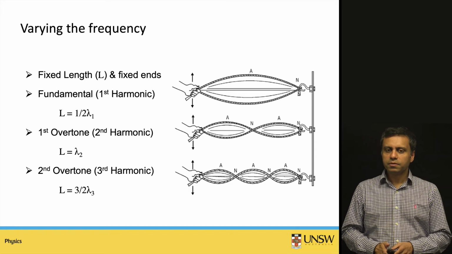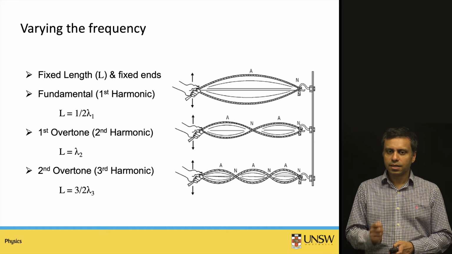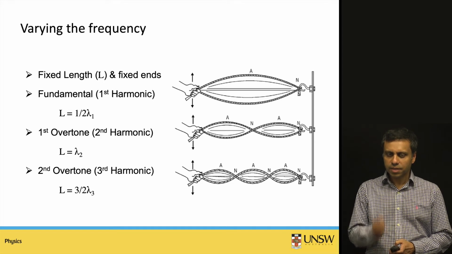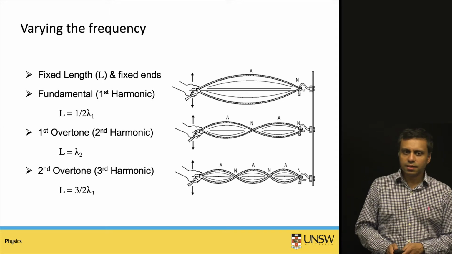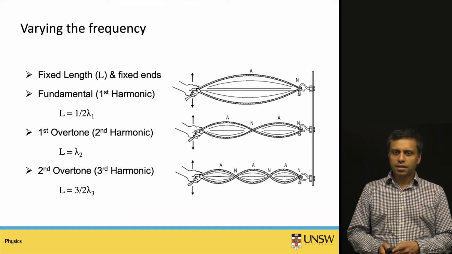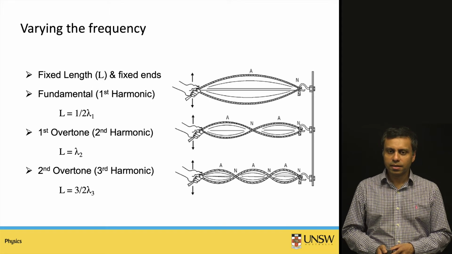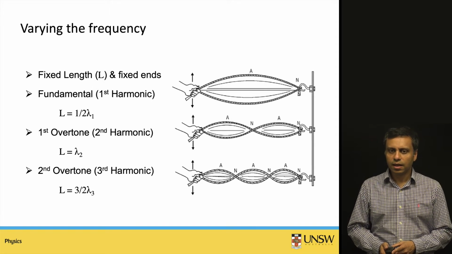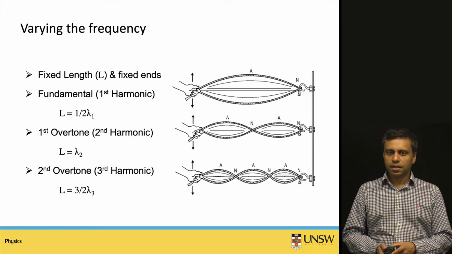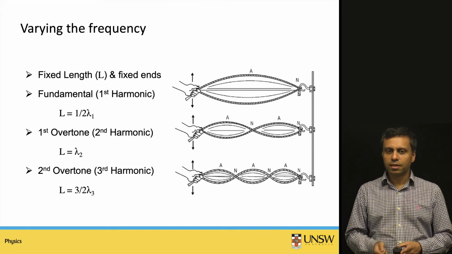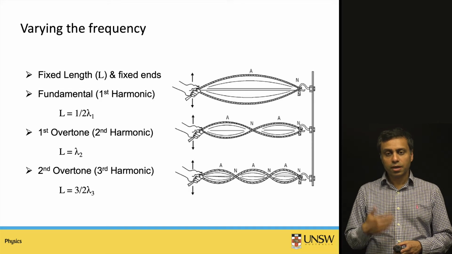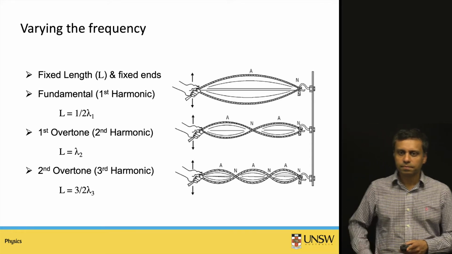Now if you start shaking the rope slightly more vigorously, so that you are shaking the rope with a higher frequency, you see that a second harmonic develops. In this case, the standing wave pattern has two lobes with nodes at both ends, and there is a node at the middle.